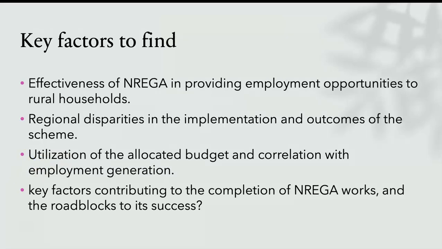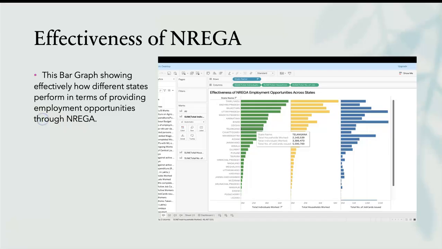These are the key factors to find. First one is effectiveness of NREGA in providing employment opportunities to the rural households. Next one is regional disparities among the states. Next one is utilization of allocated budget and the relation between this allocated budget and employment generation. Next one is key factors that are contributing to the completion of NREGA works and roadblocks to its success. Among those, the first one is effectiveness of NREGA.